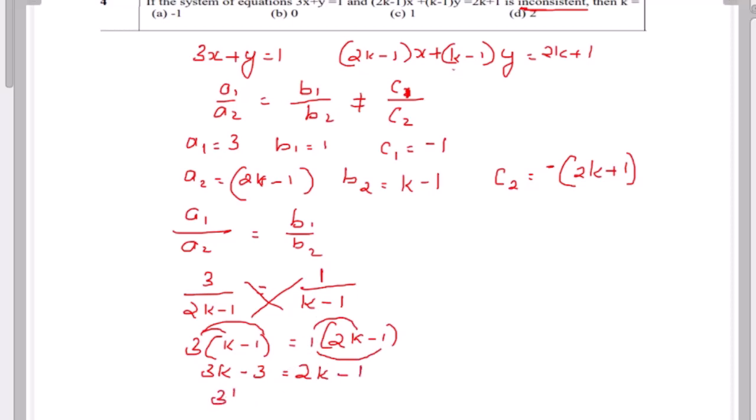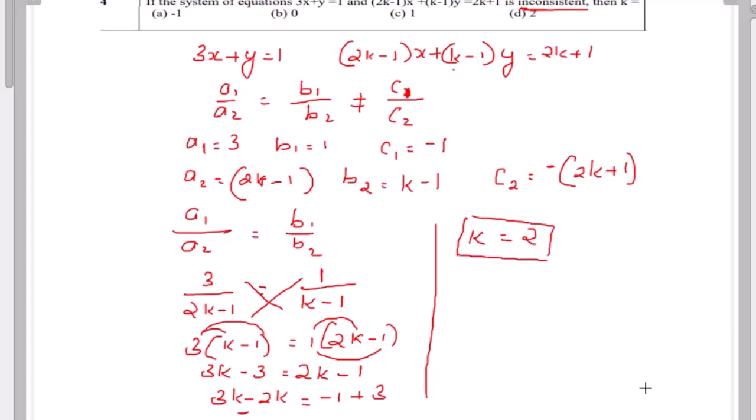So 3k minus 2k is equal to minus 1 plus 3, right? Now 3k minus 2k is 1k, so instead of 1k we can write k, 1k is k only. So 3k minus 2k is k, and k is equal to 2. So the value of k is equal to 2. So what is the option? The option is option D.